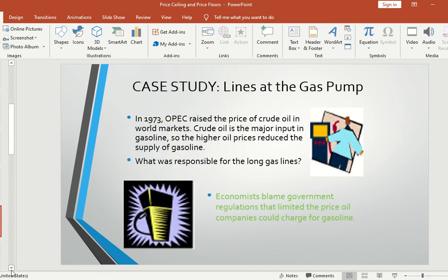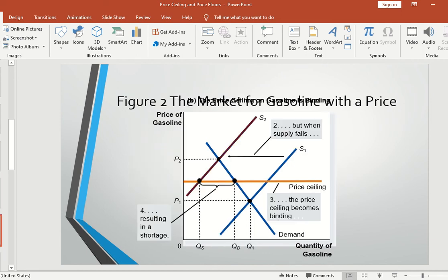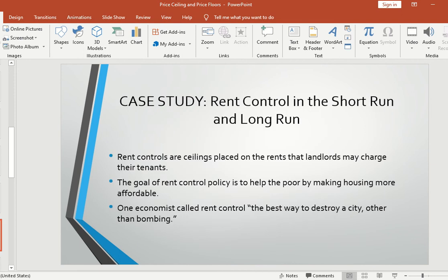So I'm going to leave these stories and a few diagrams for analysis. They are for you. They are quite self-explanatory. So why don't you spend a few minutes on these slides yourself to look at some of the real examples of price ceiling. A very common example of price ceiling is rent control.